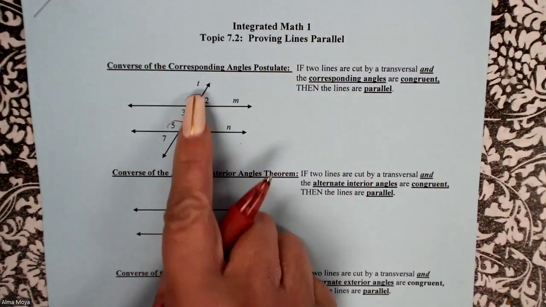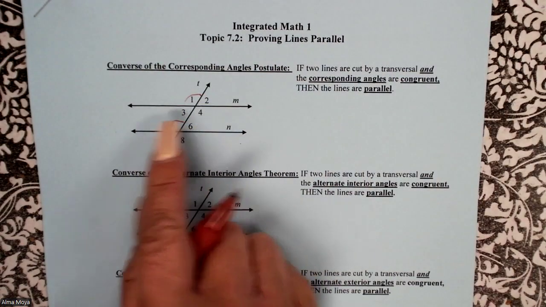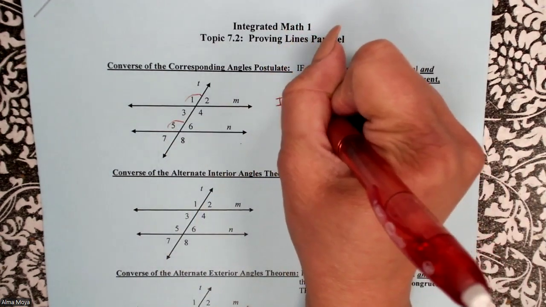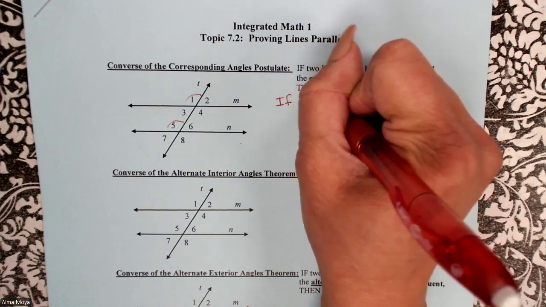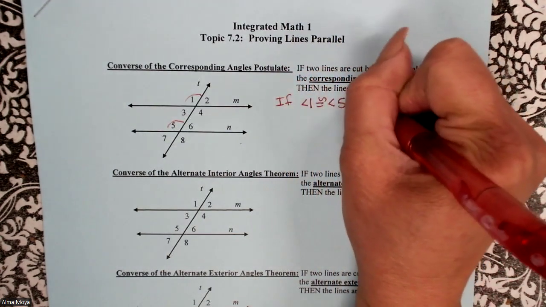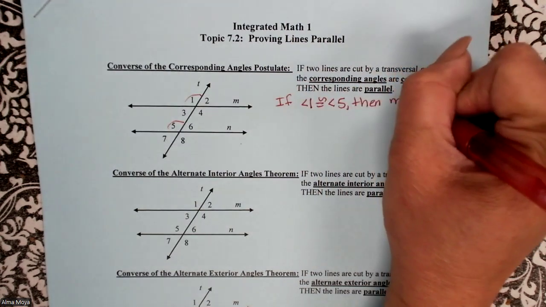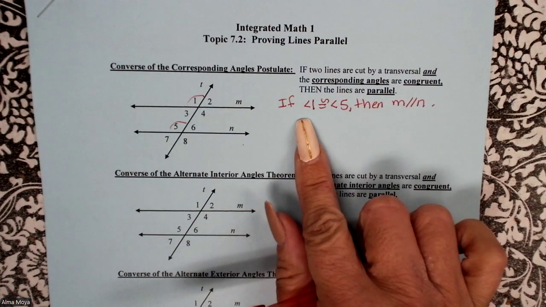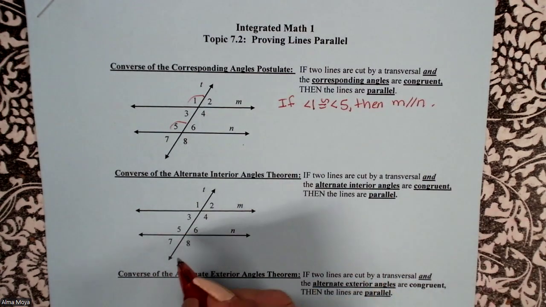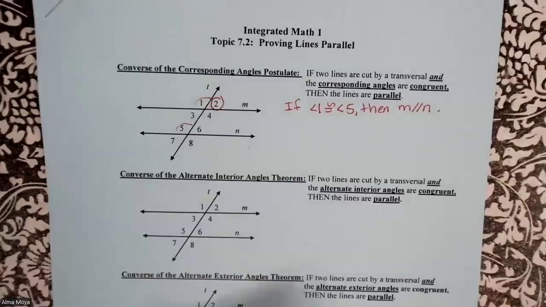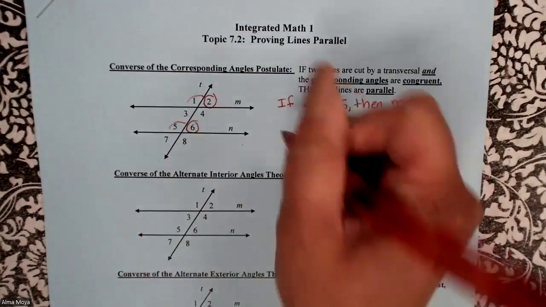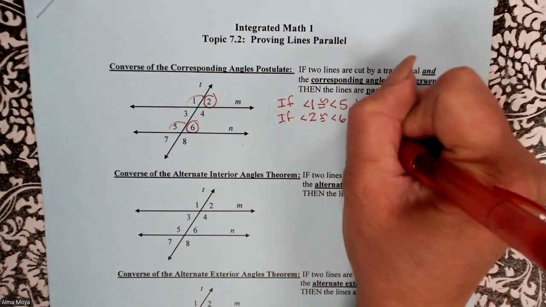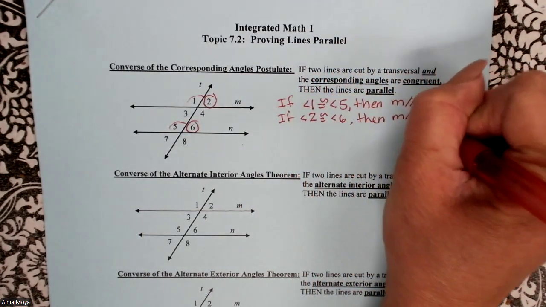So like right here, if 1 and 5 are congruent, then that means M and N are parallel. So if angle 1 is congruent to angle 5, then M is parallel to N. So in 7.1, we were actually going from this way to that. Next one, if I pick 2, what does 2 correspond to? 6. If angle 2 is congruent to angle 6, then M and N are parallel.